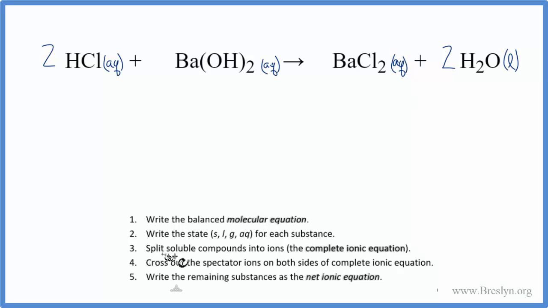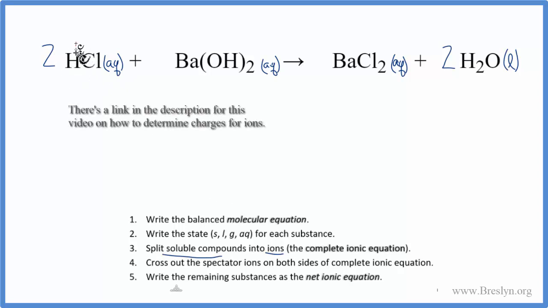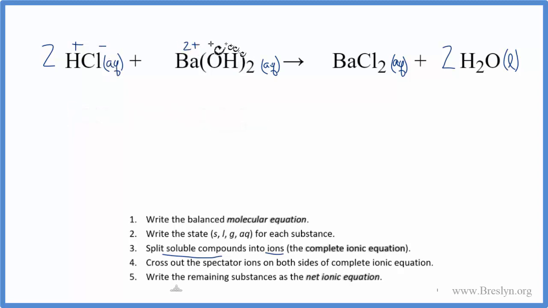Next, we split the soluble compounds, the ones that say aqueous, up into the ions. On the periodic table, hydrogen, that's in group 1, has a 1 plus charge. Chlorine has a 1 minus charge. Barium, group 2, 2 plus. Then we get to the OH, that's a polyatomic ion. It's called the hydroxide ion. That has a 1 minus charge. And you can look that up on a table of common polyatomic ions or memorize its charge. So that's a 1 minus.